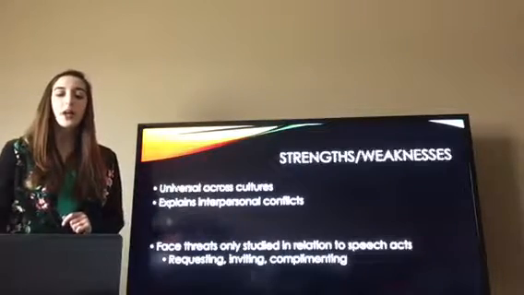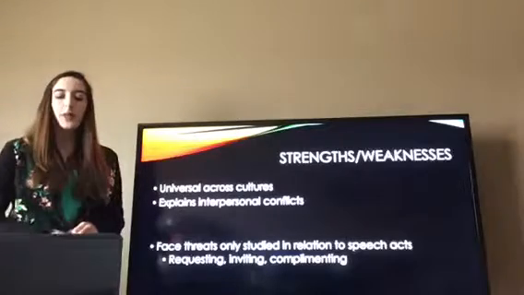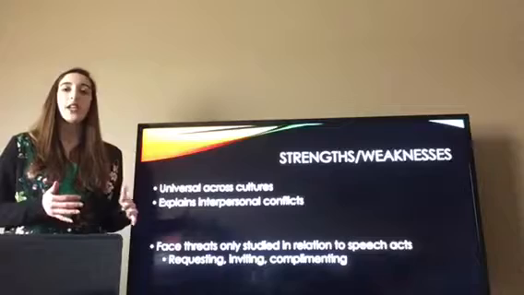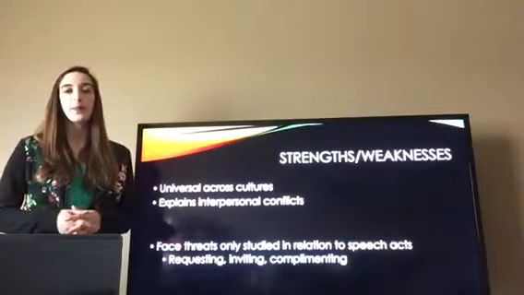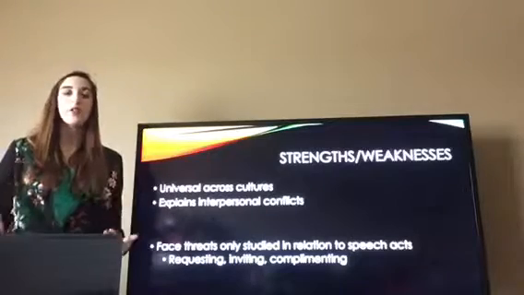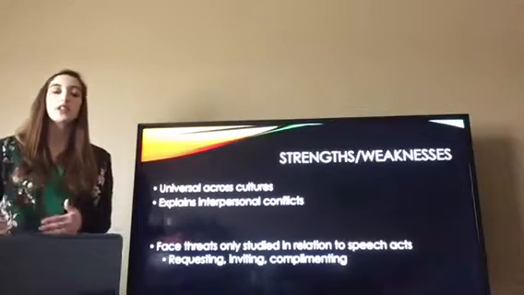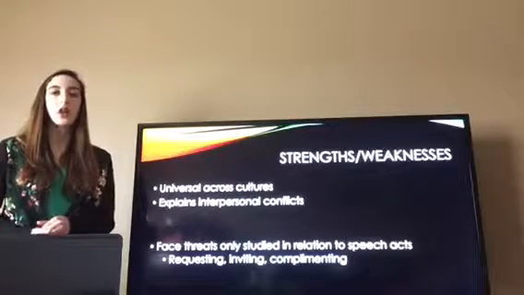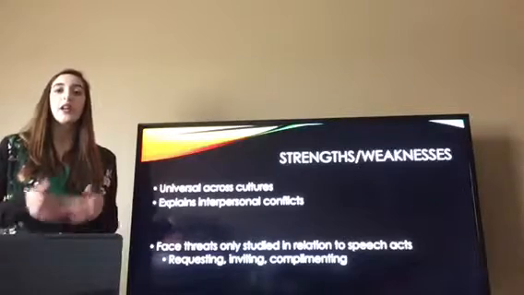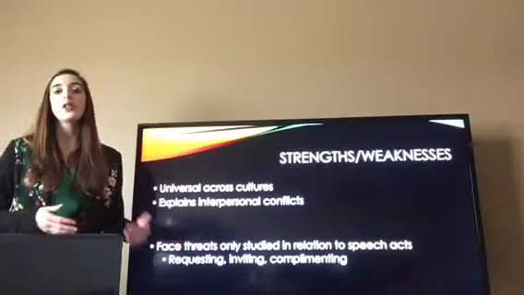Now, the reason why face management theory is so effective is because it describes interpersonal interactions and conversations and can be applied cross-culturally. Face is a universal cultural concept. It's found in every culture, and it can help explain and therefore create solutions to interpersonal conflicts by understanding what caused the conflict in the first place, understanding things like face threats, how they're created, but also how they can be mitigated.